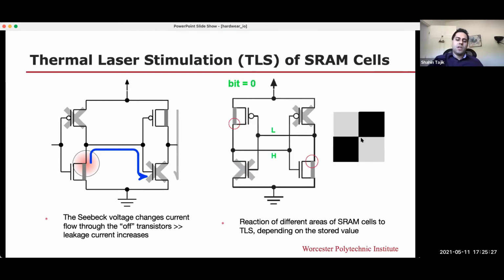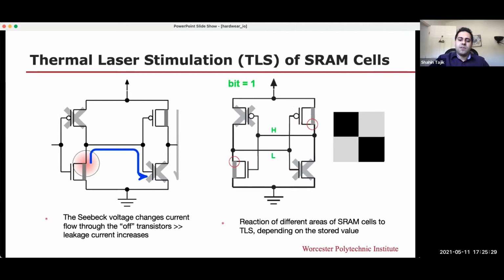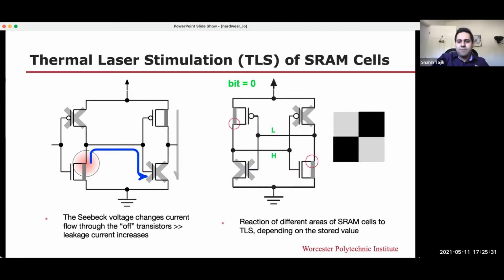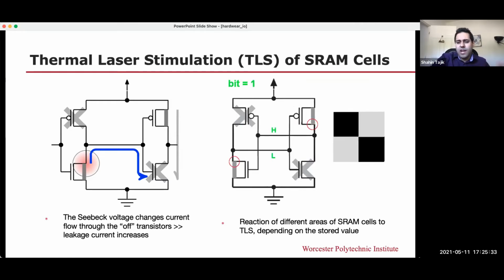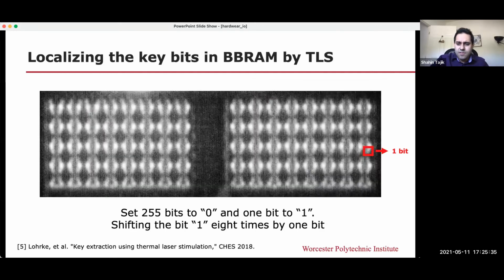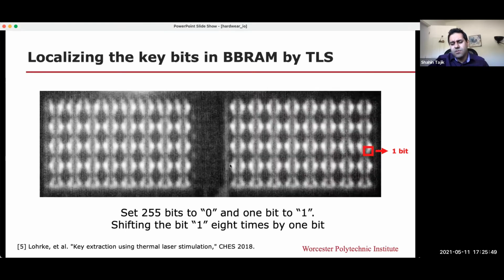So, if you use this on the battery backed RAM of Xilinx FPGAs, this is what you get. This is the battery-backed RAM of a Xilinx UltraScale FPGA, which is manufactured with 20 nanometer technology. And then you can see all 256 bits of the key, which is used by the AES to decrypt the encrypted bitstream.